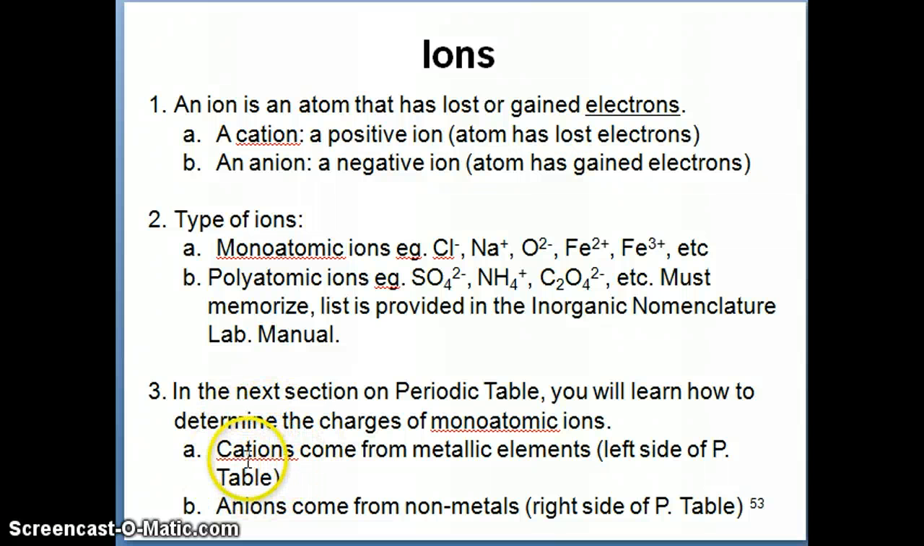Just a general rule before we get to that periodic table section: the cations come from the metallic elements. The metallic elements are all located on the left side of the periodic table. So those elements, when they become ions, become cations. And then the anions come from the nonmetals, which are on the right side of the periodic table. So when those elements become ions, they become anions.